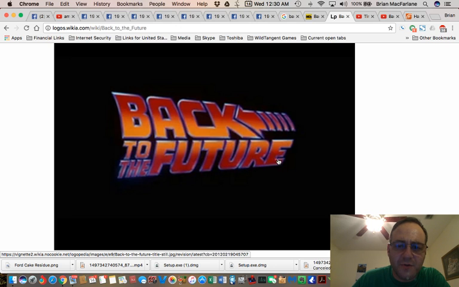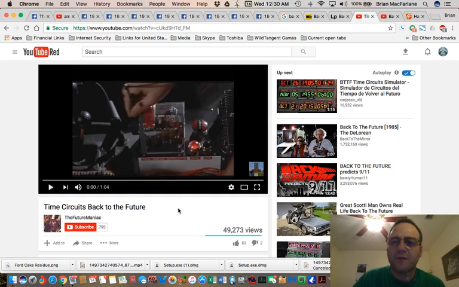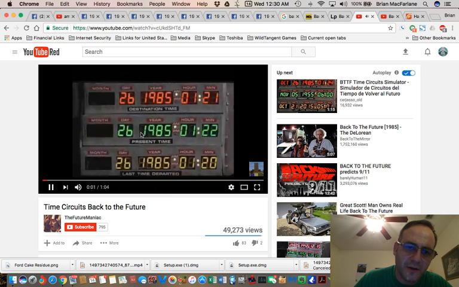And by the way, the R and the E are joined, which I don't remember. Okay, good. So we're clear on the Back to the Future logo. It's traced. Now we're going to go through a little bit of the time circuits on Back to the Future right now. Let's see what the first one is.